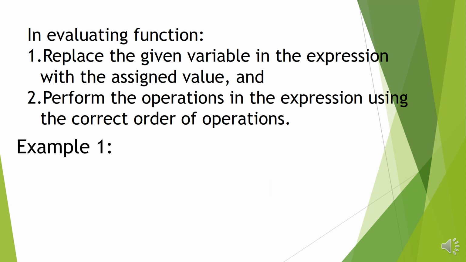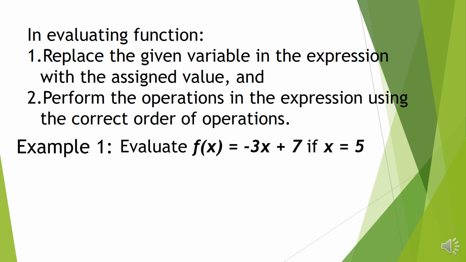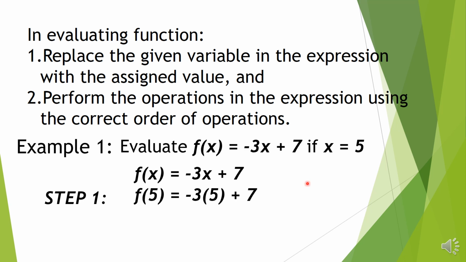Example number 1. Evaluate f of x is equal to negative 3x plus 7 if x is equal to positive 5. From the given function f of x, we will now replace all x by positive 5. This is our step number 1. So we have f of 5. You have observed x will become 5. So we have f of 5 is equal to negative 3 times 5 plus 7.